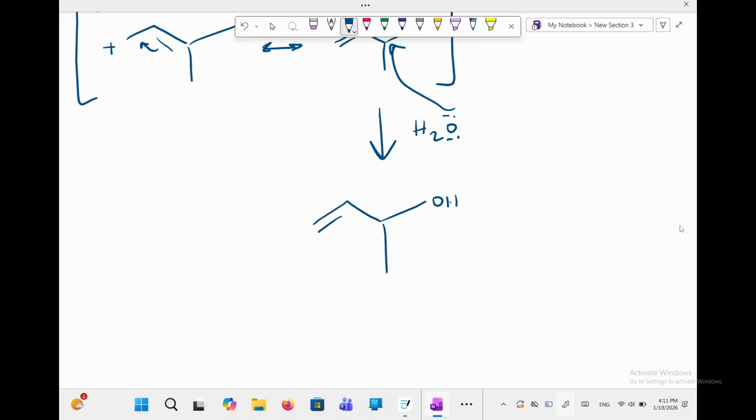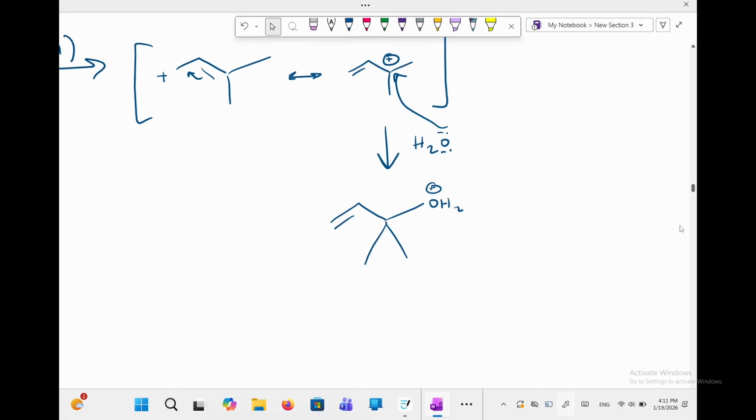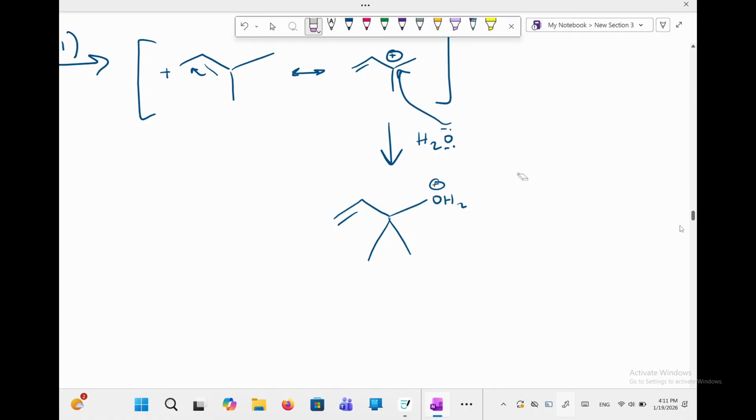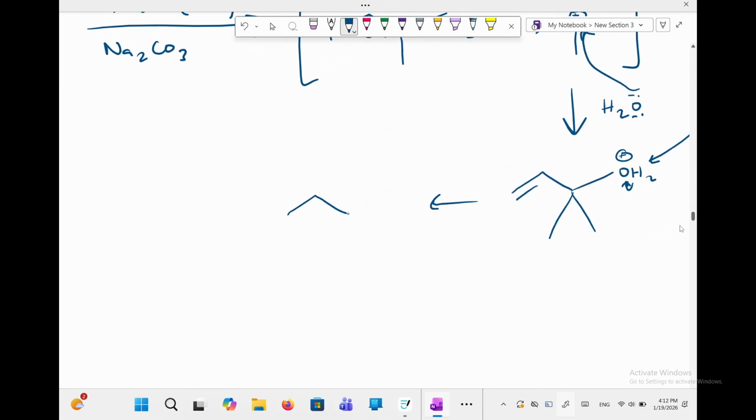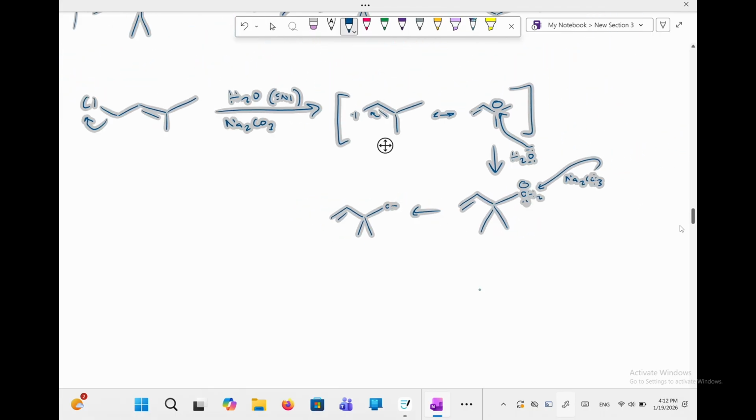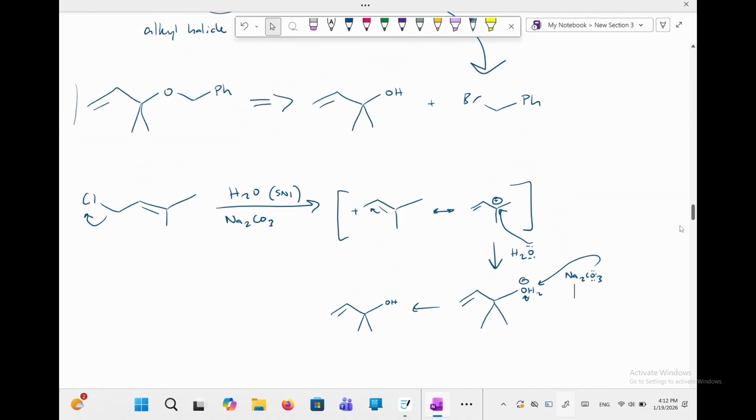I'm going to redraw this. And sodium carbonate, Na2CO3, earlier is going to act as a good base to deprotonate the water. And I have one of my components that I need to do my Williamson ether synthesis. Look, I made this. Look what I have up above. I knew that by working backwards, I should be getting this alcohol, right? And that's exactly what I got.